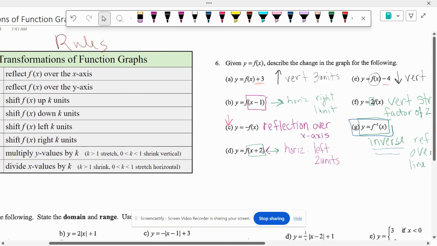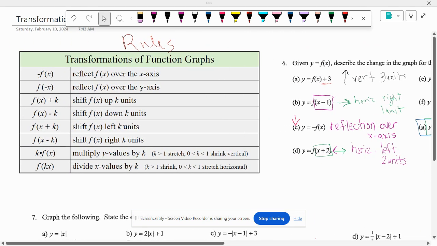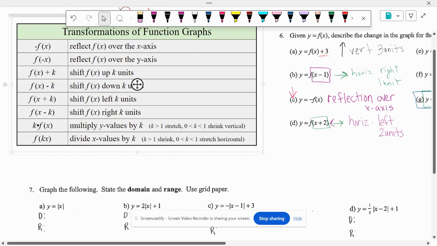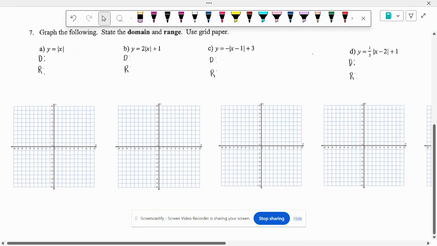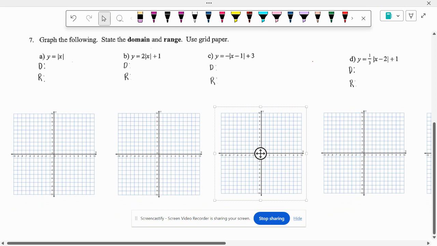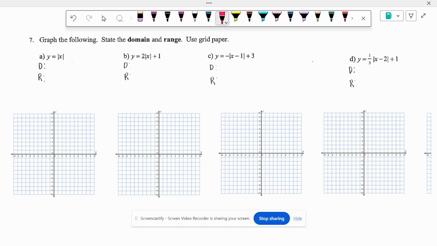I've probably graphed you to death, but this is really important. These rules are really helpful, so use those. For number 7, it's just A through F, and all of these are a transformation of the absolute value function. The function y equals the absolute value of x is the parent of the absolute value functions, just like y equals x squared is the parent of all quadratics. It just means that all absolute value functions are derived from this.